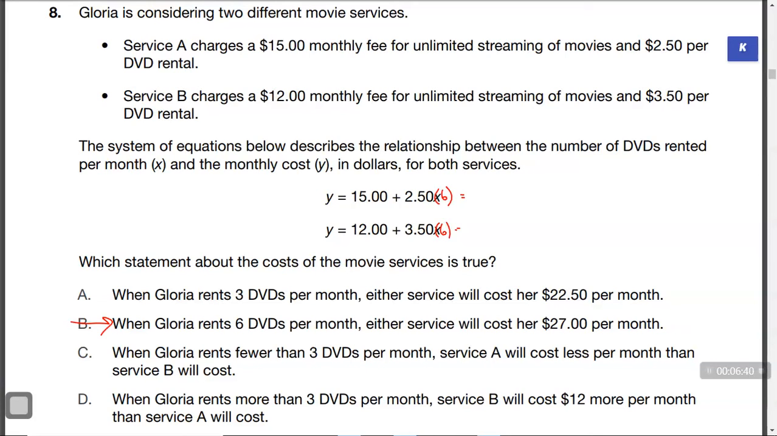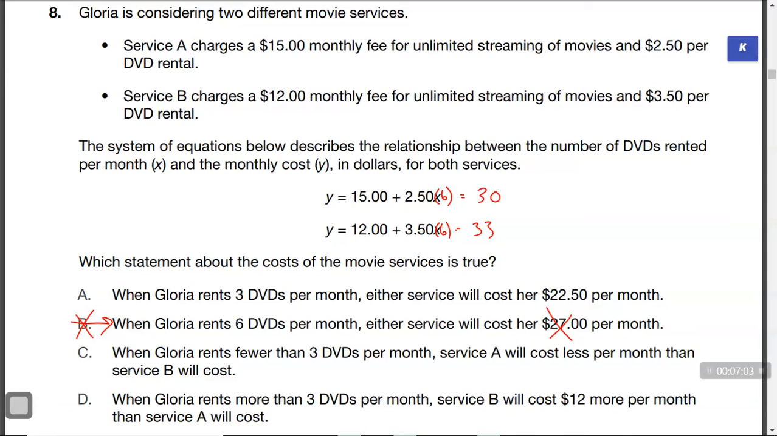So 15 plus 2.50 times 6. For the first service, I will get $30 total. For the second service, I will get $33 total. Notice at that point, one, it's not 27, and they're not the same at that point. So we know that B is wrong.